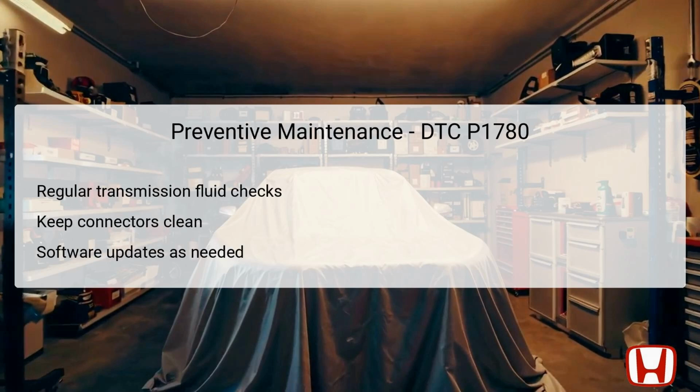To prevent the recurrence of DTC P1780, regular preventive maintenance is crucial. Start by ensuring that the transmission fluid is checked regularly and replaced according to the manufacturer's recommendations. This helps maintain optimal transmission performance. Keeping the wiring and connectors clean from corrosion and dirt is also vital. Corroded connectors can lead to erratic signals or loss of communication in the automatic transmission system.